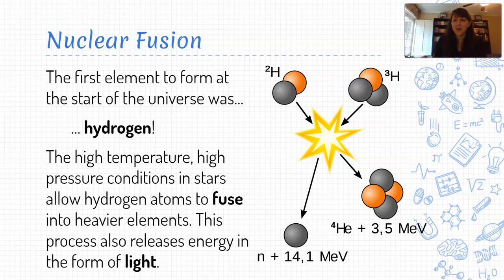So that's what's happening with the sun. The light that we are seeing is just a fortunate byproduct of the sun working hard to fuse hydrogen together into helium and so on and so forth into heavier elements as well.